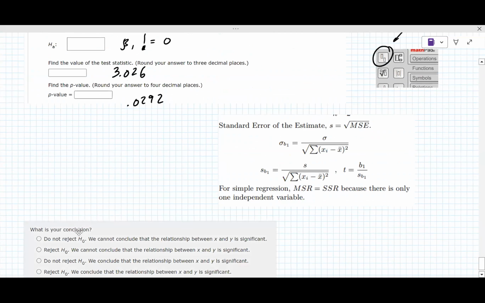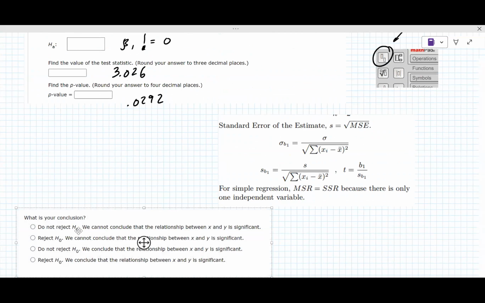So the conclusion here is to reject H0. We can conclude... it's either this one or this one. All right, we are out of time for today, so I'm going to go ahead and stop right here.